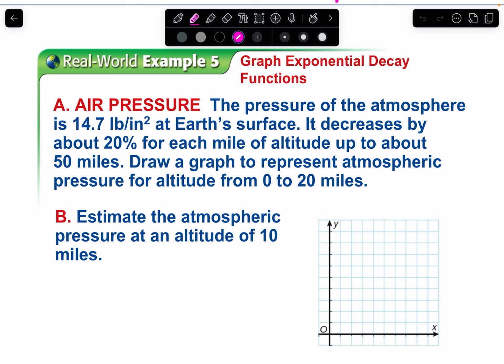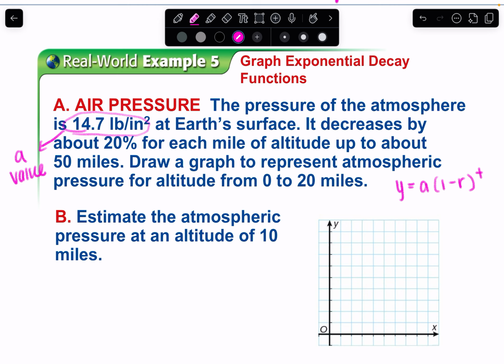So the formula for this is going to look a little bit different because it is an exponential decay scenario. The formula that we are going to refer to is going to look like this. y equals a. A is always your starting number, whether it be population. In this case, it's talking about the pressure of the atmosphere, and then it's decreasing from there. So this 14.7 is going to be our A value.